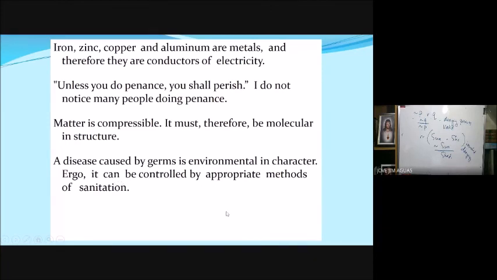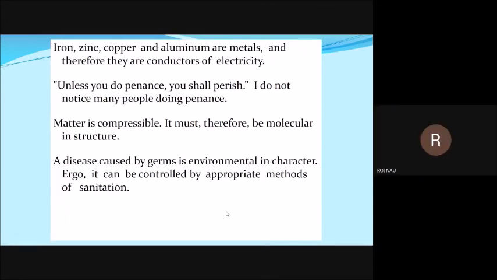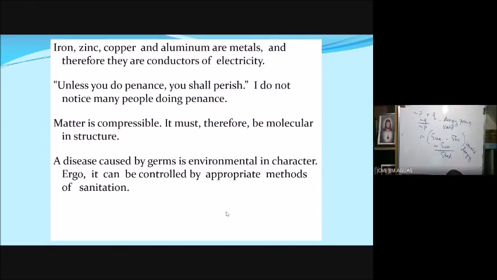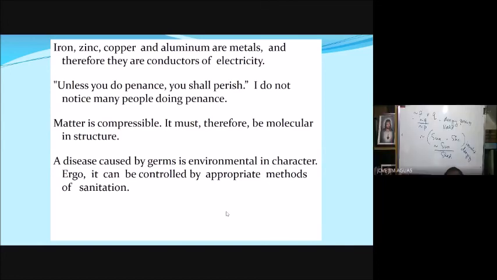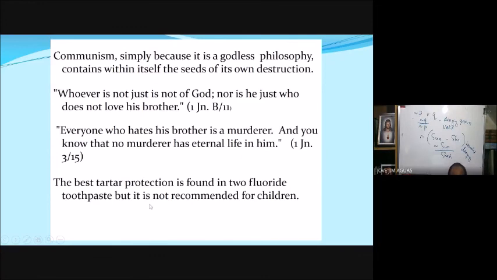So now, how do we form the implied statement? Environmental in character can be controlled by appropriate methods of sanitation. That's correct. Anything that is environmental in character can be controlled by appropriate methods of sanitation. Okay, good. Now, let's answer the next one.